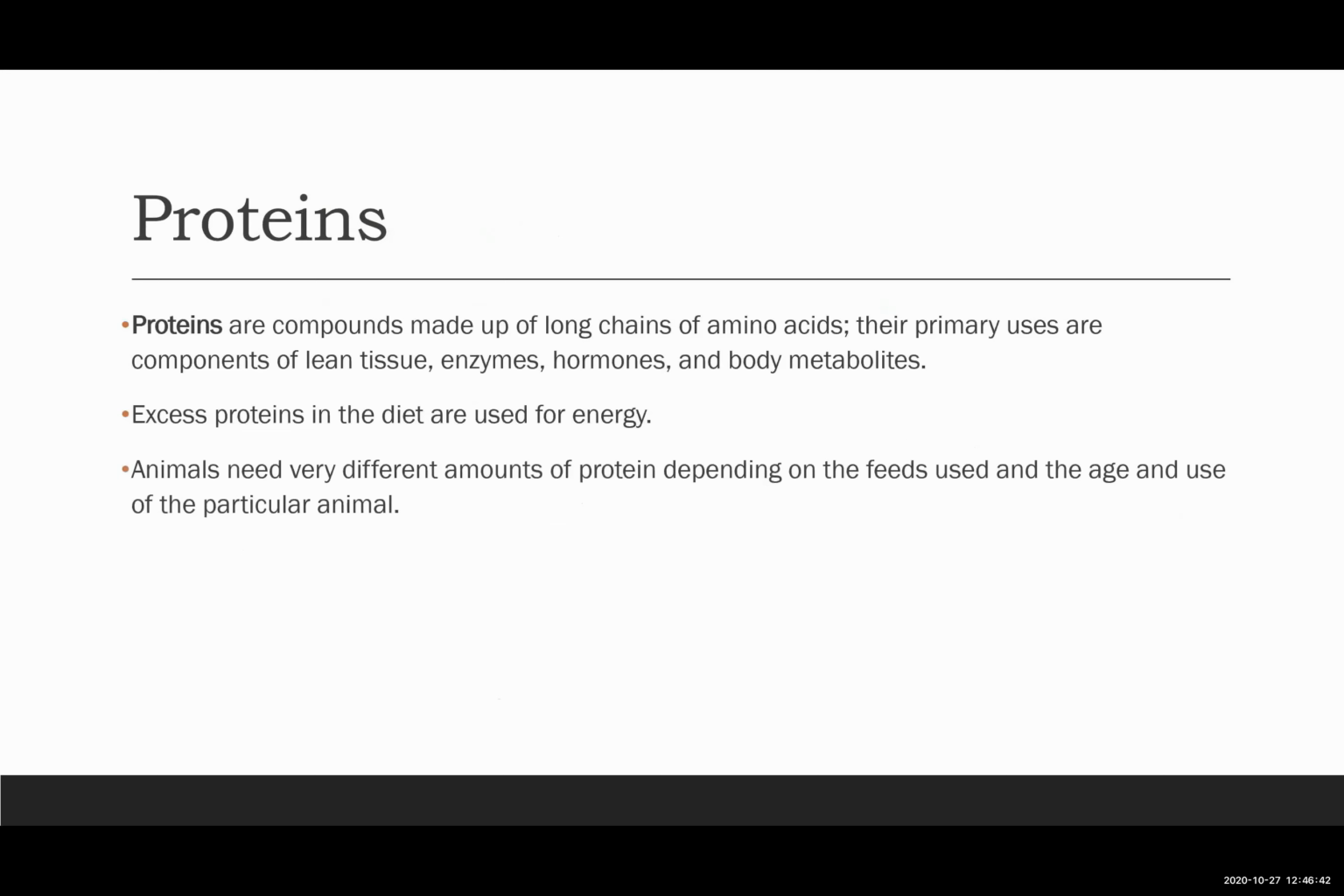The protein requirement, like I said earlier, varies throughout the lifespan of the animal. We have higher protein early on when animals are growing and putting on muscle. So those diets are typically formulated with more protein.